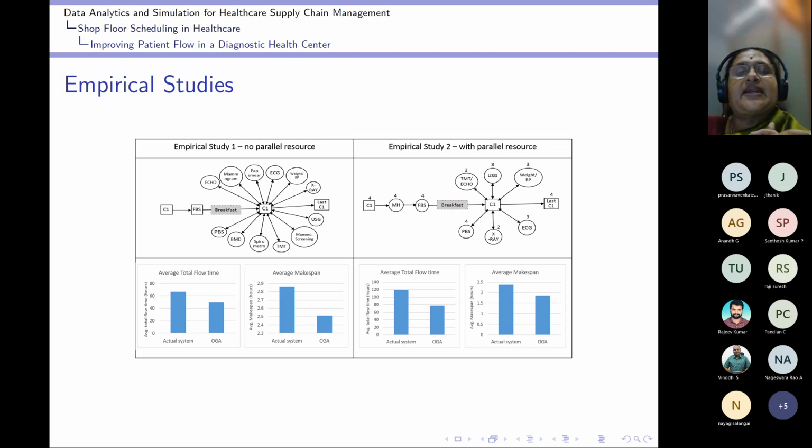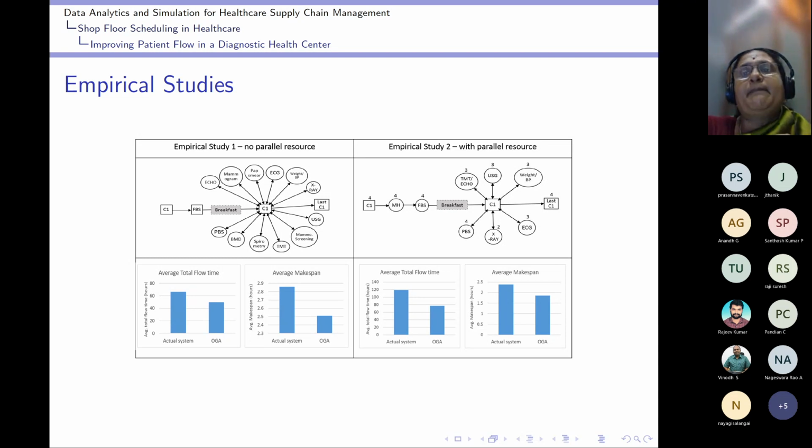The second empirical study was conducted at a larger hospital. In this, I have parallel resources. The number on top of each of these resources indicates the number of parallel resources. So at my reception counter itself, I had 4. For the fasting blood sample, again, I had 4. For the treadmill, I had 3. Ultrasound, I had 3. X-ray, I had 2. ECG, I had 3. So everything had parallel resources.